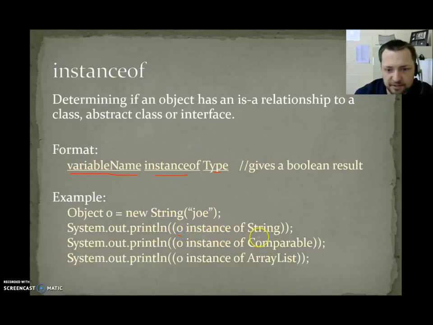O is an instance of String? Yes. O is an instance of Comparable? Yes, because a String is also a Comparable. Let's write out the words. So up here, O is an instance of String, true. O is an instance of Comparable, true. O is an instance of ArrayList? No, Strings aren't ArrayLists, so this one would be false.